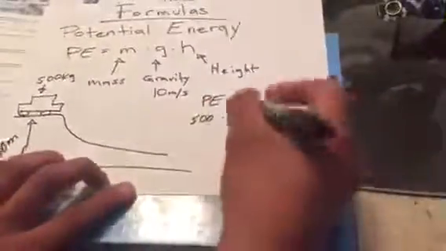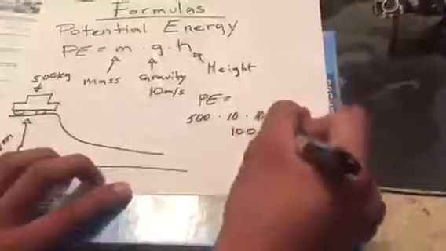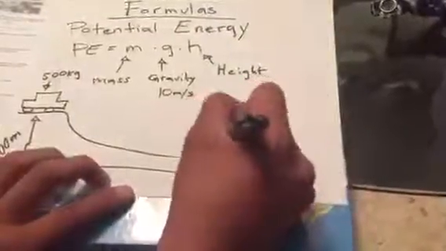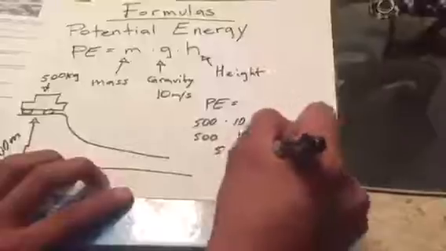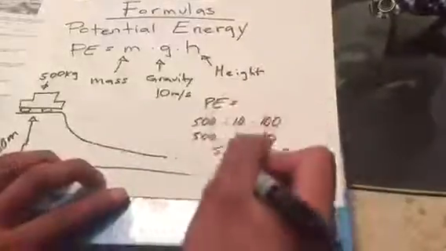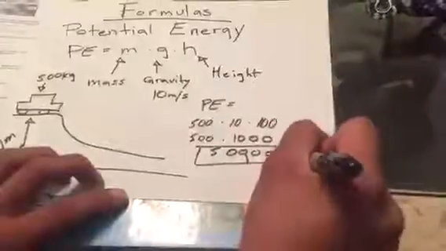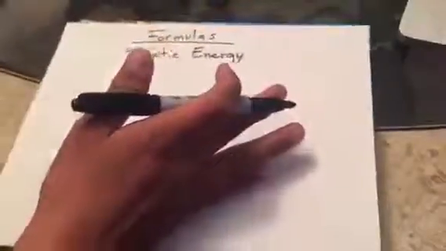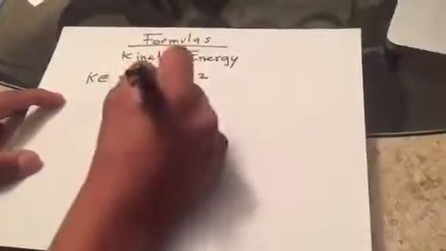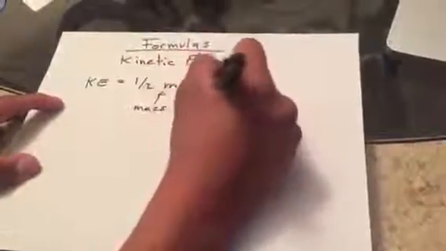Now let's find the potential energy. Multiplying it, you get 500,000. Remember that potential energy is always in joules. The second important formula is kinetic energy, and the equation for that is KE equals 1/2 mv squared. And we know that m stands for mass, and the v stands for velocity.